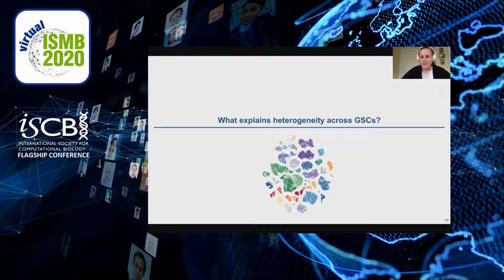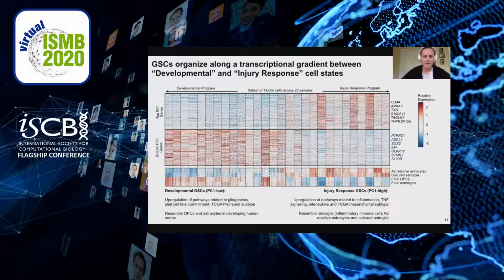So next we kind of understood what drives heterogeneity within individual GSCs. We wanted to understand what's driving this heterogeneity across all GSCs, and if we can summarize that into an interpretable model. So to do this, we ran PCA on our collective population of all cells, so just over 69,000. And what we found was that the first principal component actually separated these GSCs into 2 groups.